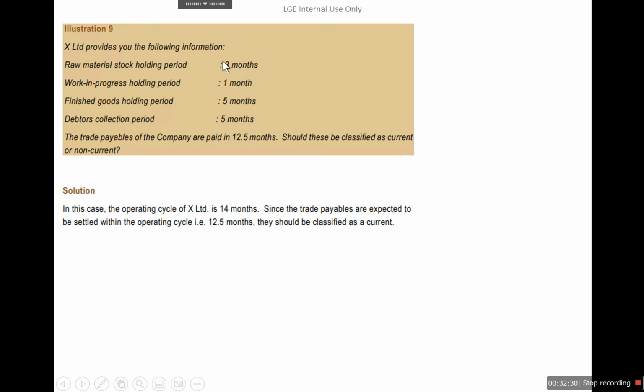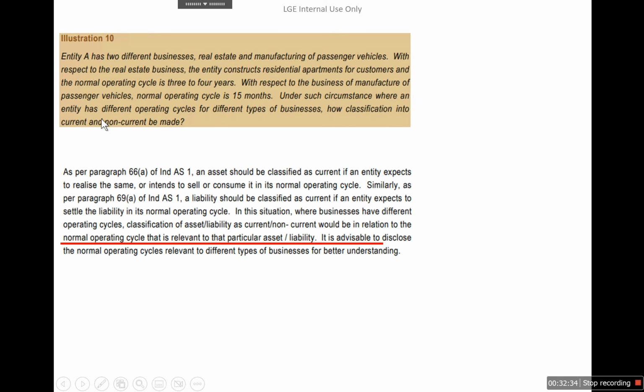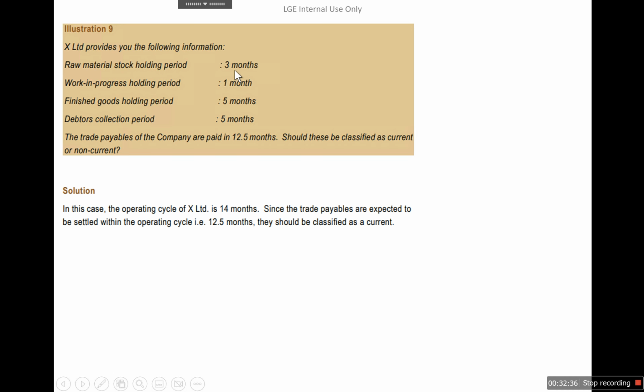So we need to first check the operating cycle. It is from the raw material to the debtor collection period. So it is 3 plus 1 plus 5 plus 5, which is 14 months, and creditors are being paid within 12.5 months. It is more than 12 months, but it is within the limit of the operating cycle, that is 14 months, the total of all these. So it will be classified as current. As we have said earlier, classification is based on the operating cycle.